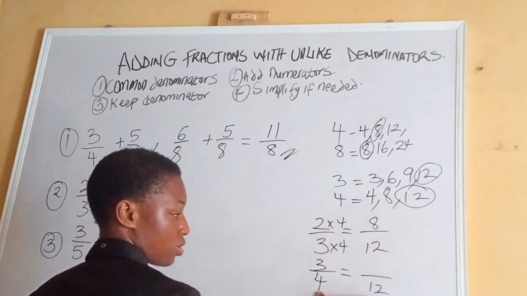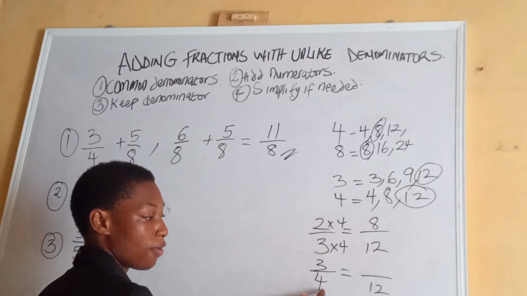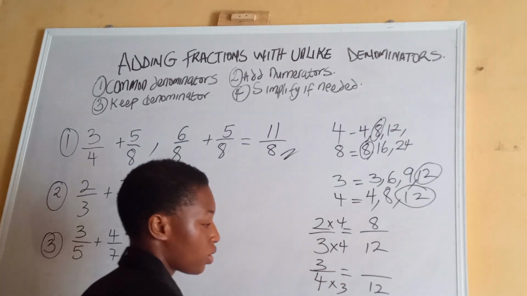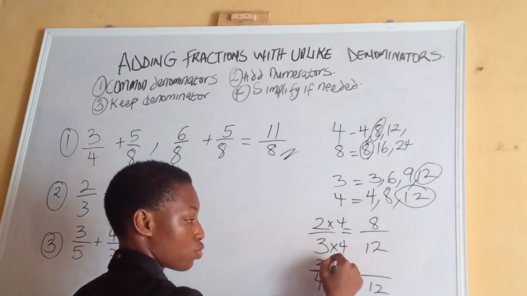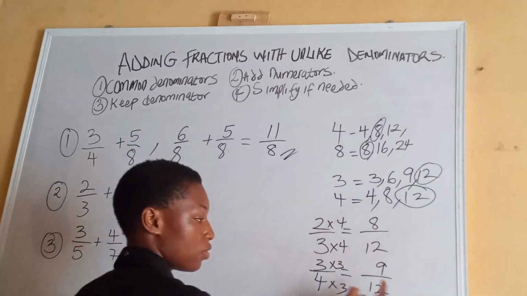All right, for this one, what are we going to do? The same step. What can you multiply 4 by that will give you 12? 4 times 3 is 12. You also do the same to the numerator too. So 3 times 3, that's 9. 4 times 3 is 12.